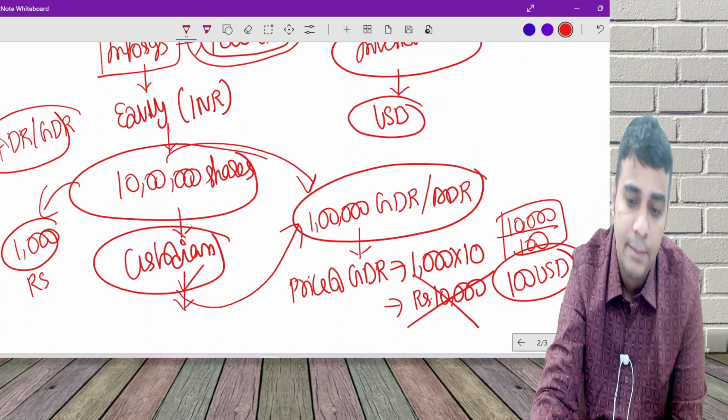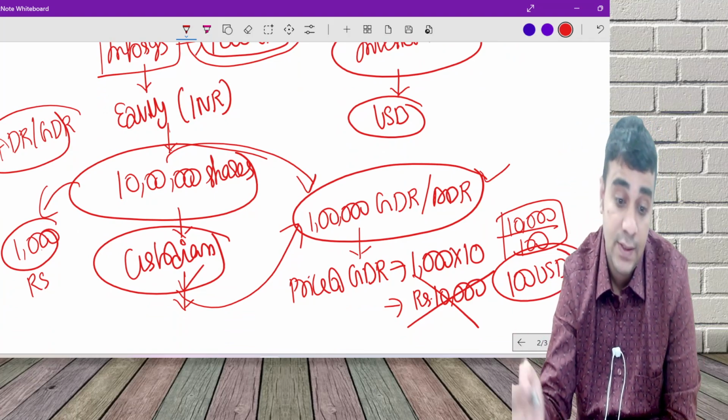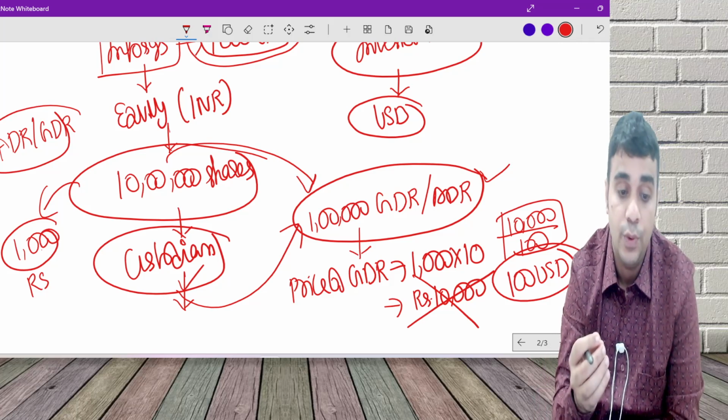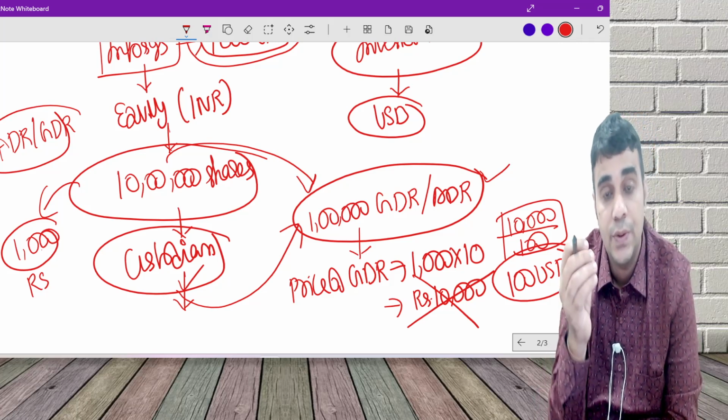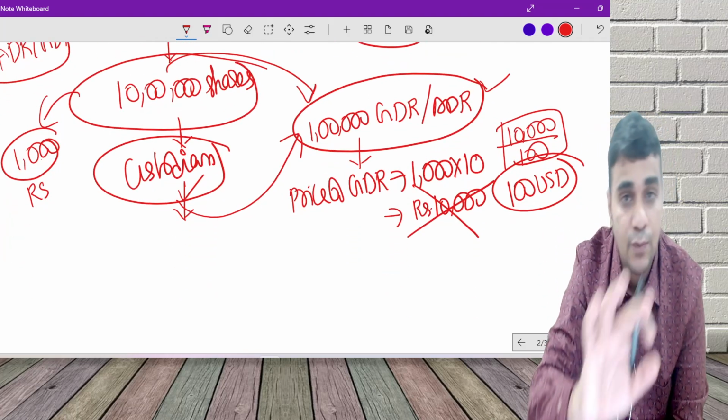So 10 lakh became 1 lakh GDR, and I'm going to issue this at $100. Question may say that I want to give some discount. Instead of issuing it at $100, I may issue it at $80, $90 to make it attractive. This is one part of the calculation.